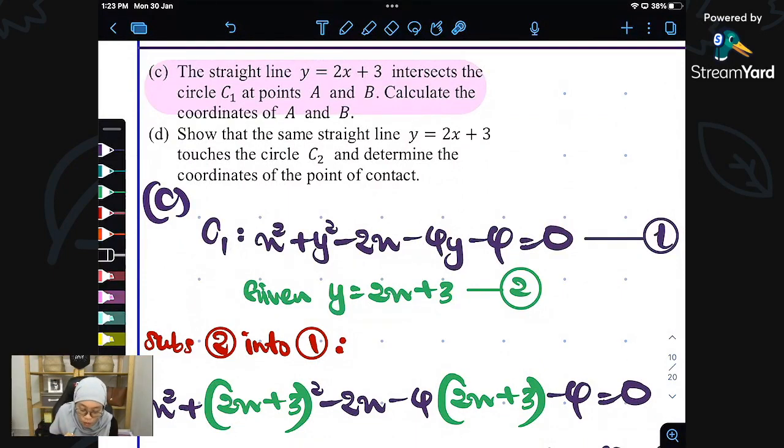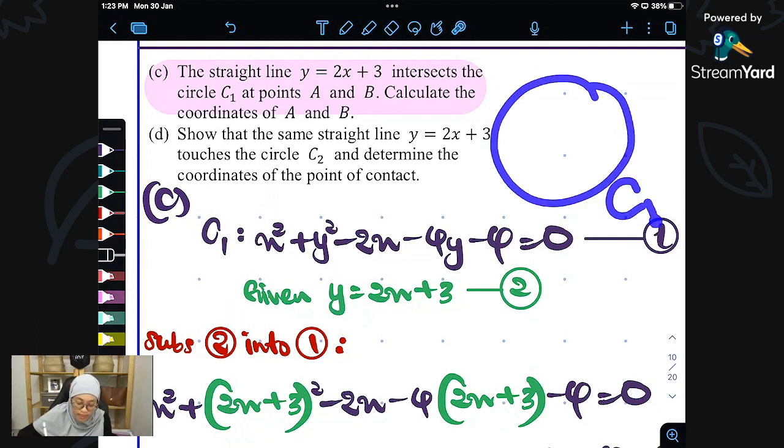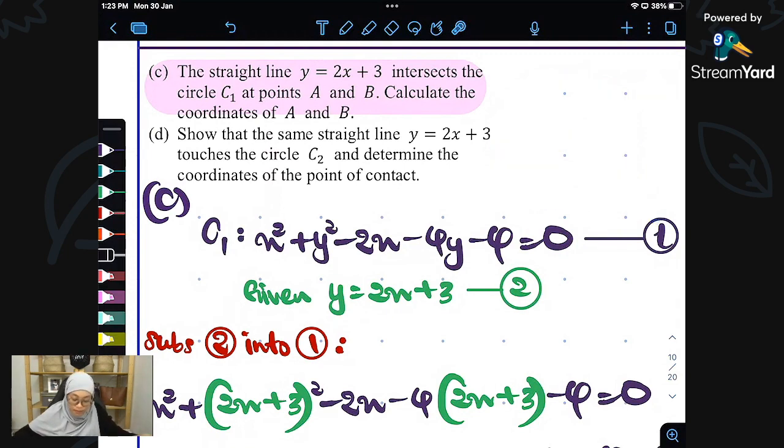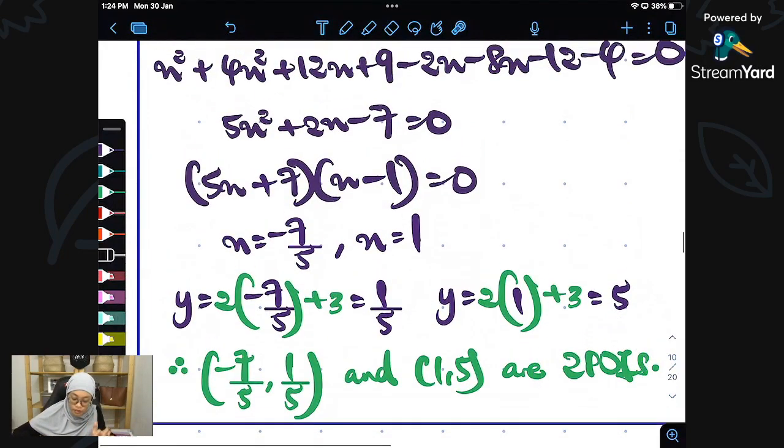So the straight line y equals 2x plus 3 intersects the circle C1 at points A and B. Oh wow, it means there is a circle, this is the circle C1, and then the straight line intersects the circle at points A and B. It means we have 2 points of intersection. Am I right? Yeah, see? We have 2 points of intersection.